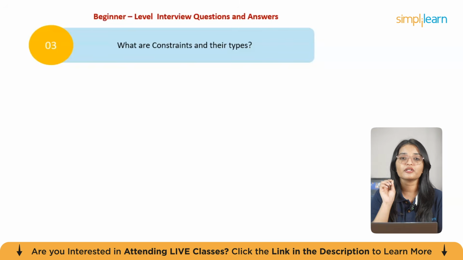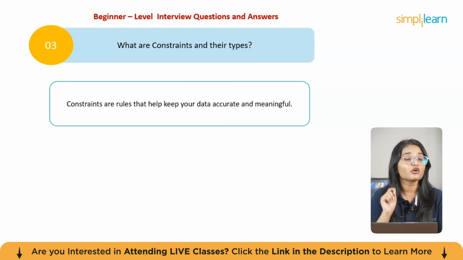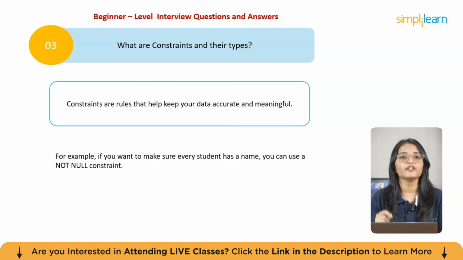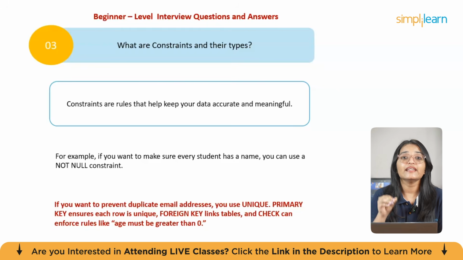Next, let's move on to our third question, which is, what are constraints and their types? Constraints are rules that help keep your data accurate and meaningful. For example, if you want to make sure every student has a name, you can use a not null constraint. If you want to prevent duplicate email addresses, you use unique. Primary key ensures each row is unique. Foreign key links tables, and check can enforce rules like age must be greater than 0.